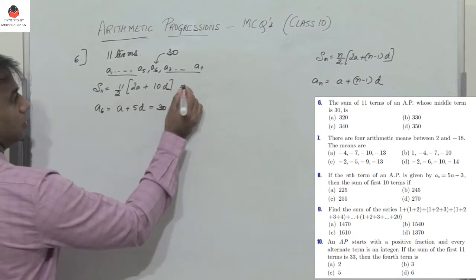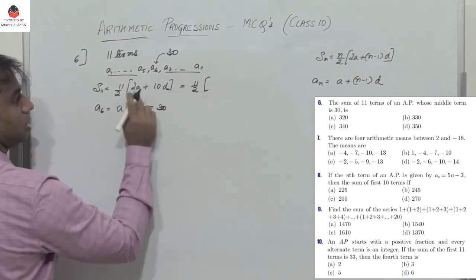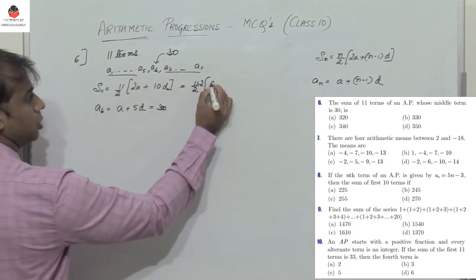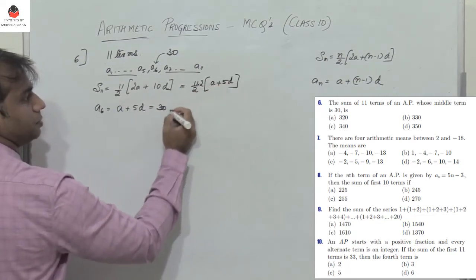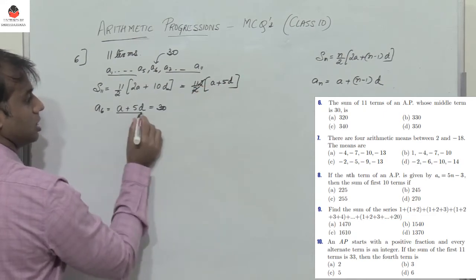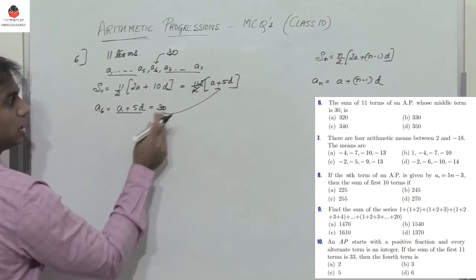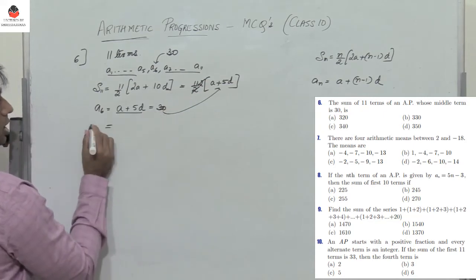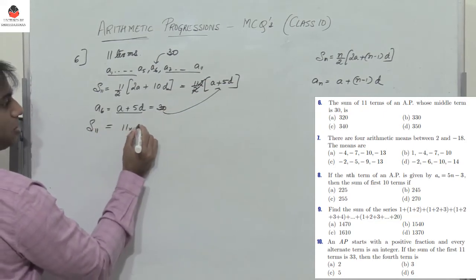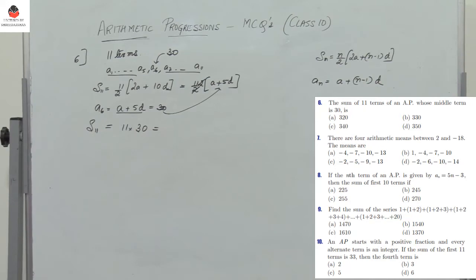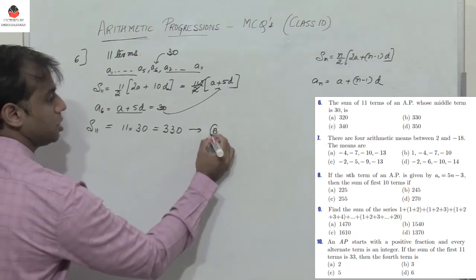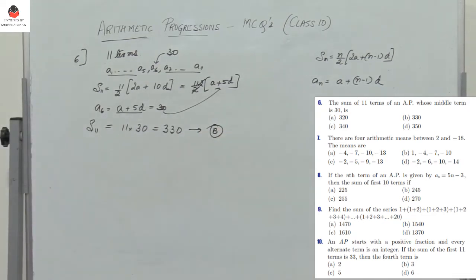Alright, so now from this expression I have 11 by 2. Let me take 2 common here. I have 2 into A plus 5D. So 2 gets cancelled. Now what is A plus 5D? It is 30. I substitute A plus 5D equal to 30. So therefore S11 equals 11 into 30. So when I do 11 into 30, I get 330. So what is the right answer? If you observe all the options, it is option B. So this corresponds to option B. Another simple problem. Next one, 7th one.